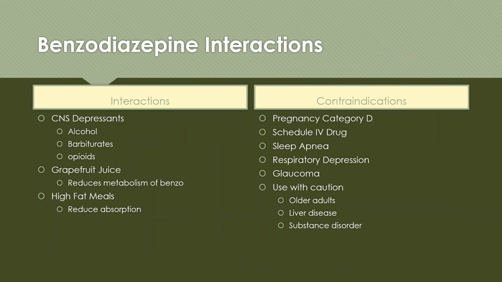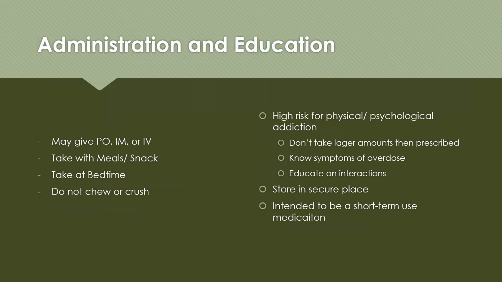Interactions of benzodiazepines include those CNS depressants. So again, that's alcohol, barbiturates, and opioids. Grapefruit juice reduces the metabolism of benzos, and high-fat meals reduce absorption of benzodiazepines. It is pregnancy category D and a Schedule 4 drug. It's contraindicated in those with sleep apnea or respiratory depression, again, because it causes respiratory depression. It's also contraindicated in those with glaucoma and should be used with caution in older adults, those with liver disease or substance use disorders. It may be given PO, IM, or IV.